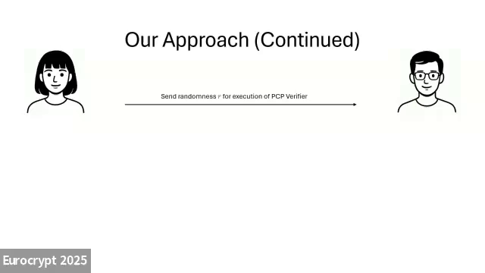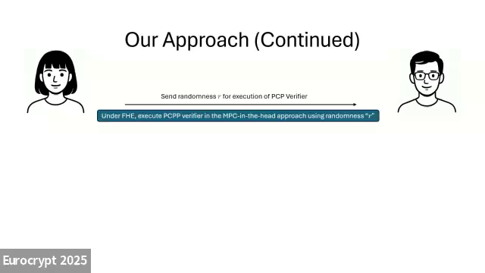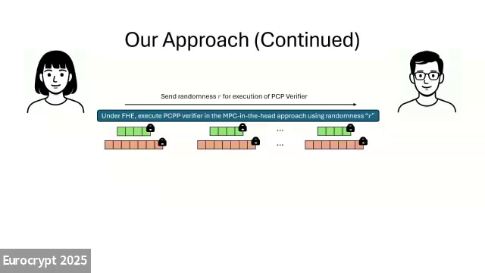So now the idea to effectively prove to Alice that the computation has been done correctly is to run the PCPP verifier in the MPC in the head approach at Bob's end. So for this, Alice is going to send a randomness R, with which the PCPP verifier at Bob's end, that is executed in MPC, can be verified by Alice. So once Bob receives this randomness R, under FHE, it's going to execute the PCPP verifier in the MPC in the head approach.